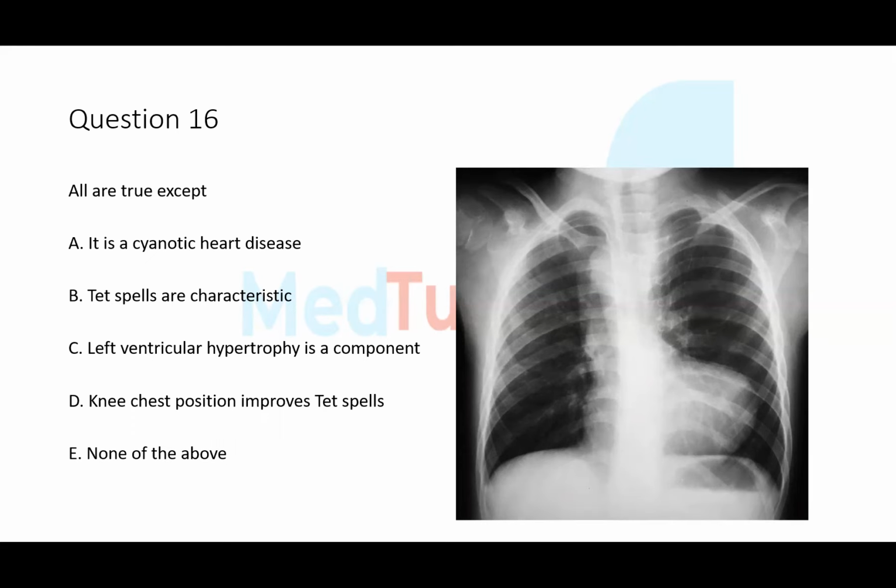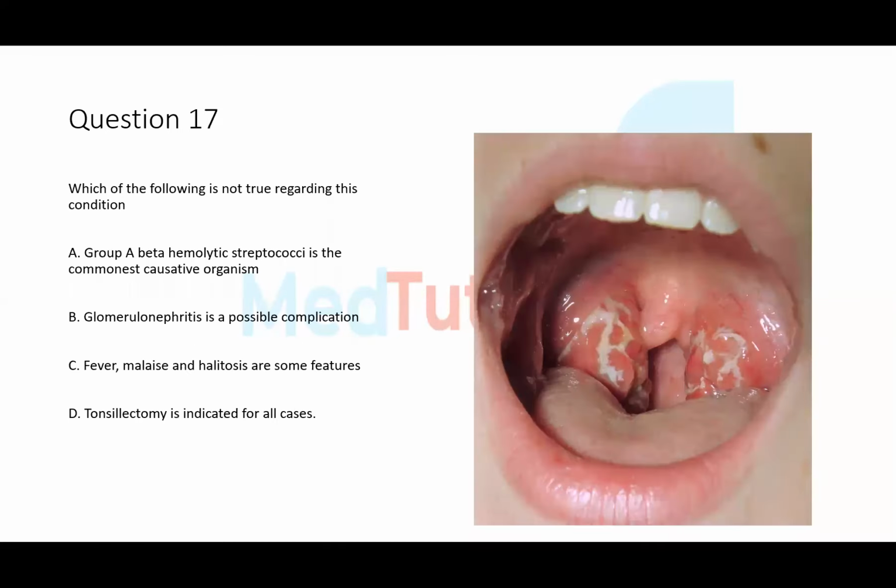What you can see here, the next picture, Dr. Bashir, please. So this picture asks which of the following is not true regarding this condition. The picture we can see is the throat of a child, and there are slightly hyperemic exudates on the surface of the tonsils.